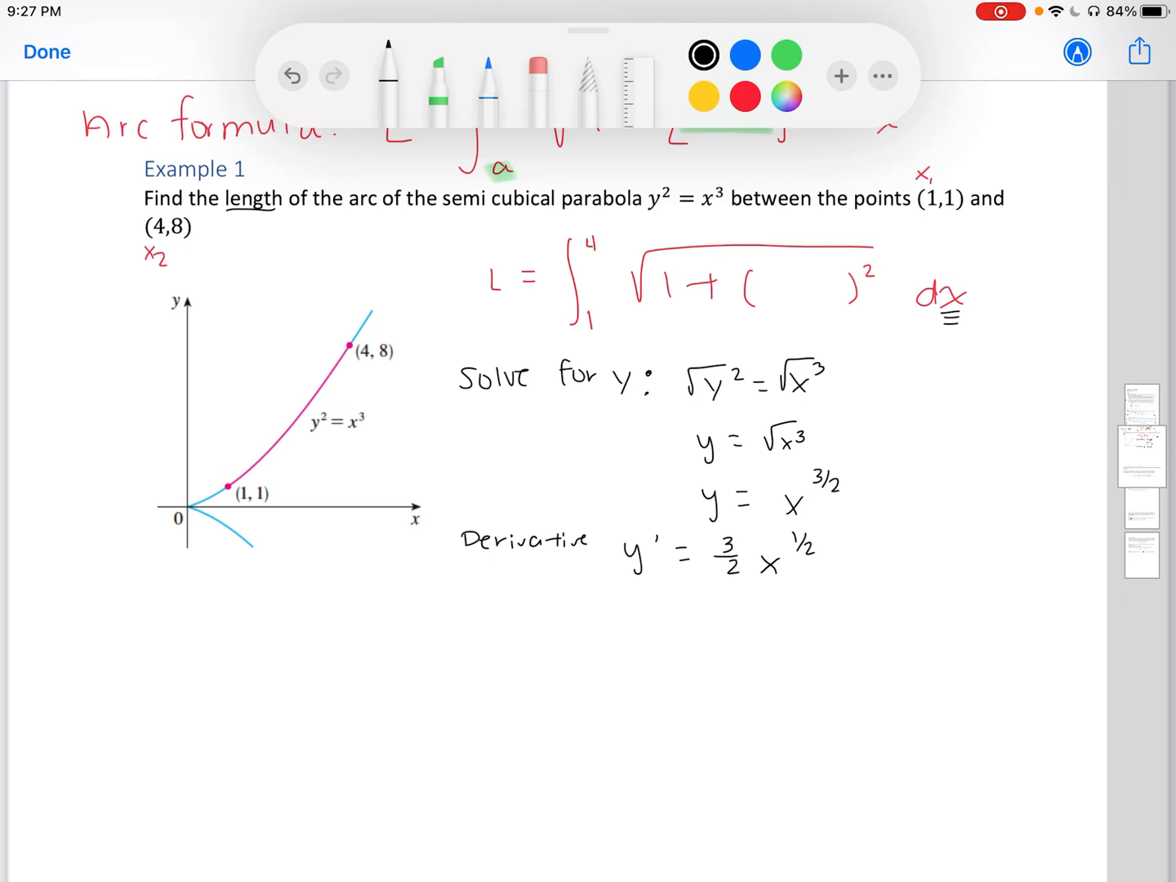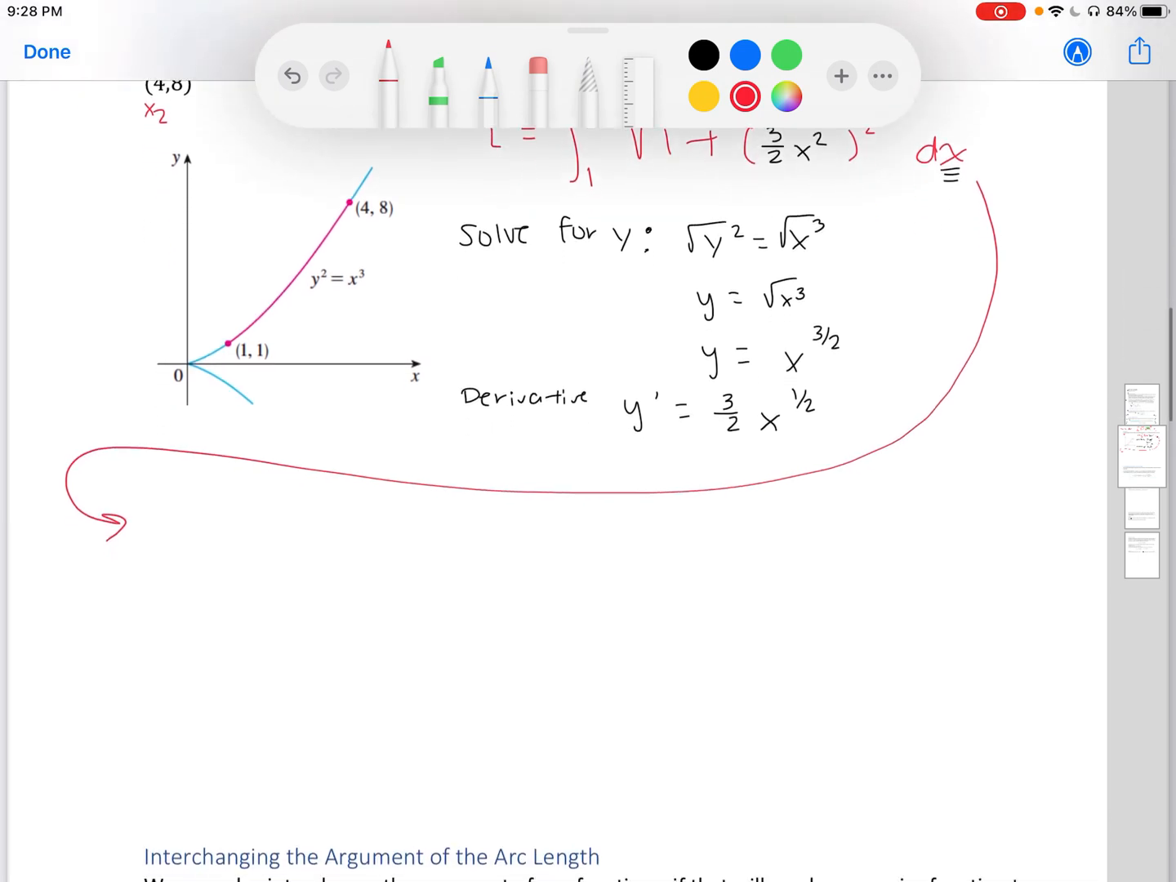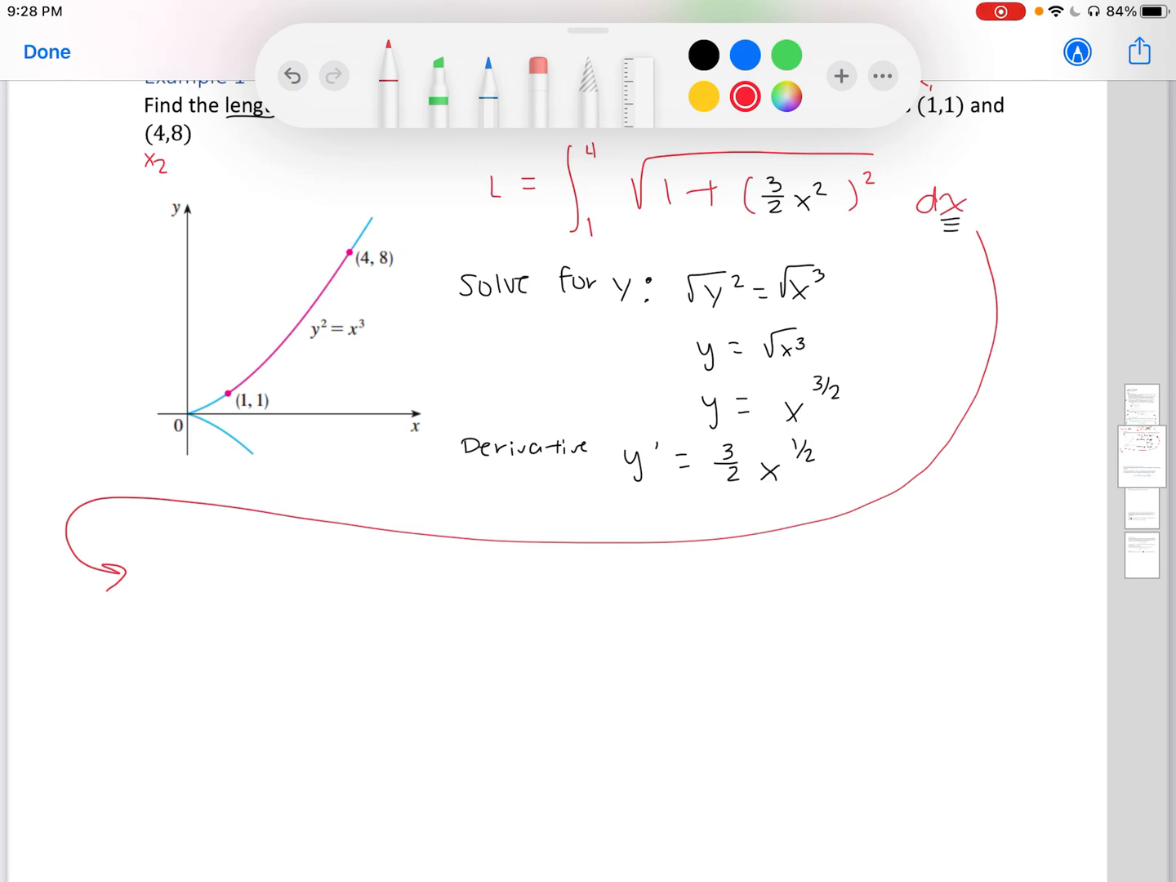Okay, let's write that into our formula. So we have (3 over 2 x to the 1/2) squared. All right, let's go ahead and use our arc length formula to find our arc length. So we have L equals the integral from 1 to 4 of the square root of 1 plus, and we're going to square everything inside, right? So that square applies to everything. So that gives us 9 over 4 x, dx.